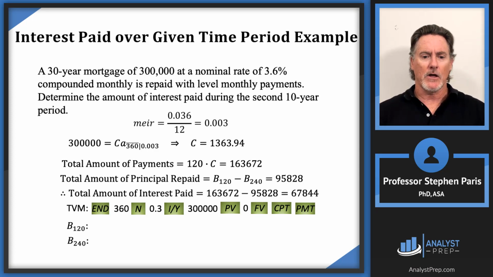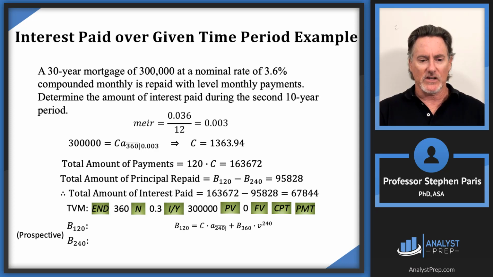So we just got the payment computed, and now I want to do a prospective calculation to calculate the balance at time 120. Well, prospectively, I'm at time 120, and I'm looking into the future. So I'm really relating the balance at time 120 with the balance at time 360. And this is how I would do that. I would have the balance at time 120 as the present value and the balance at time 360 as the future value. Now, when I do this, there's 240 periods between time 120 and 360.